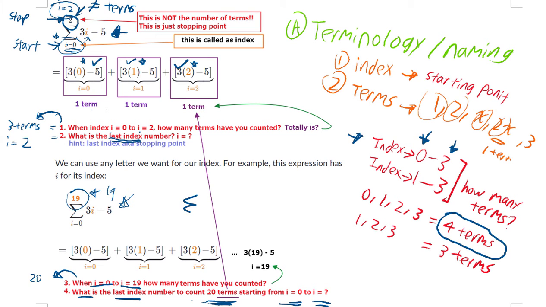So it asks you, let me erase it, the summation of i equal to 0 until i equal to unknown, they want you to count 20 terms. So what is this number? The number is i equal to 19. The answer is 19. So is there a formula to count it? If you don't know, you still cannot understand.